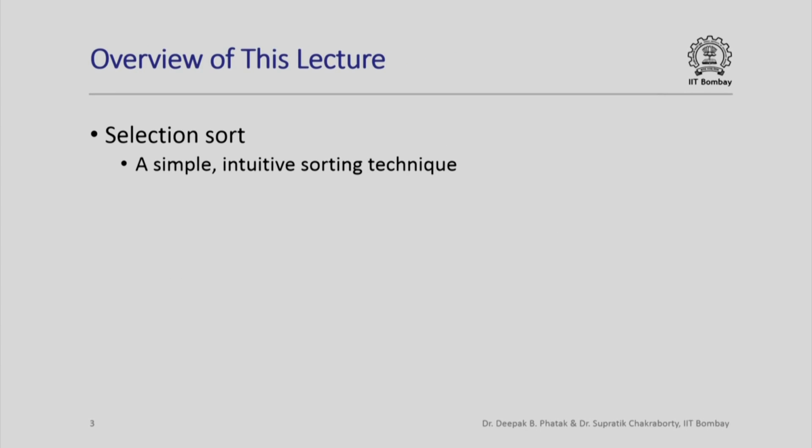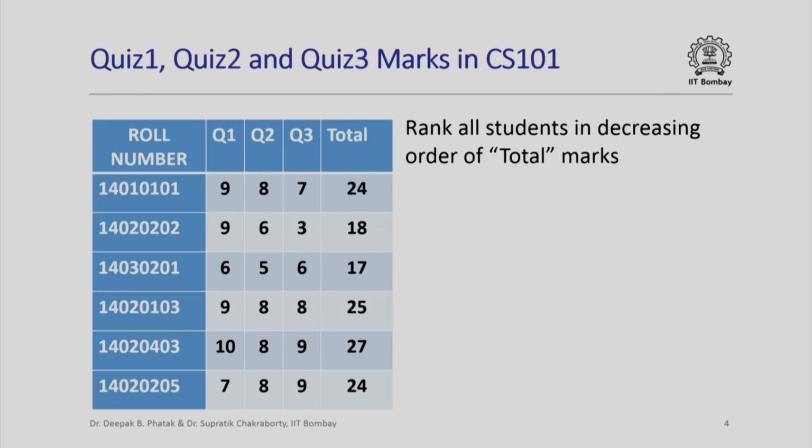In this lecture, we are going to look at selection sort, which is one of the simplest and most intuitive sorting techniques, and we will also see how we can program selection sort in C++. Let us quickly look at the quiz marks problem that we have seen in an earlier lecture. So here we have the roll numbers of various students, their marks in 3 different quizzes of CS101, and in this column we have the total marks of each student totaled across the 3 quizzes.